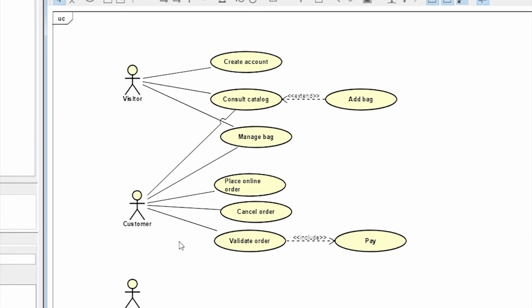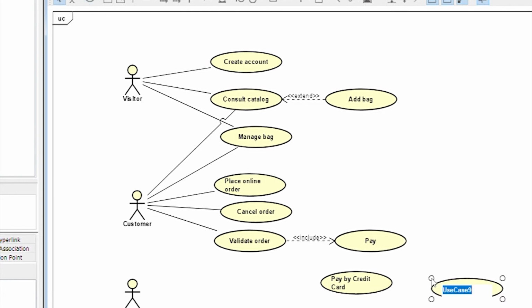Okay, and it said that the payment can be done either by credit card or by PayPal. Okay, so here we will do a generalization. So I will add two use cases which are pay by credit card, or pay by PayPal.